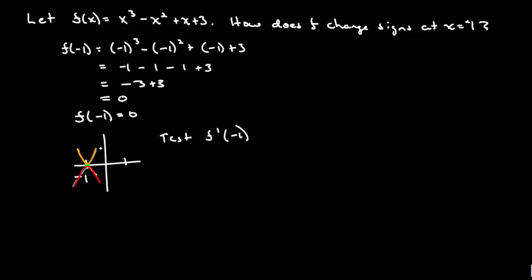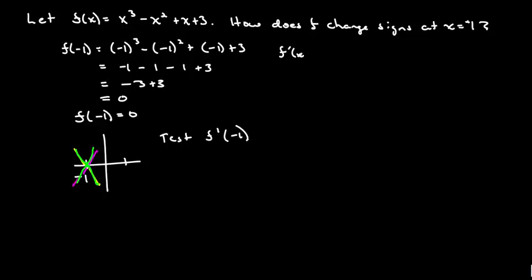Now if f prime is negative, so let's just delete some of this stuff here. If f prime is negative, then that means that we're headed down like this. If f prime is positive, that means we're headed up like this. If f prime is 0, that means that we have a flat tangent line, and so we don't know necessarily whether it's going like this or like this, and we'd have to do some more testing. So let's go ahead and figure out what f prime is first.